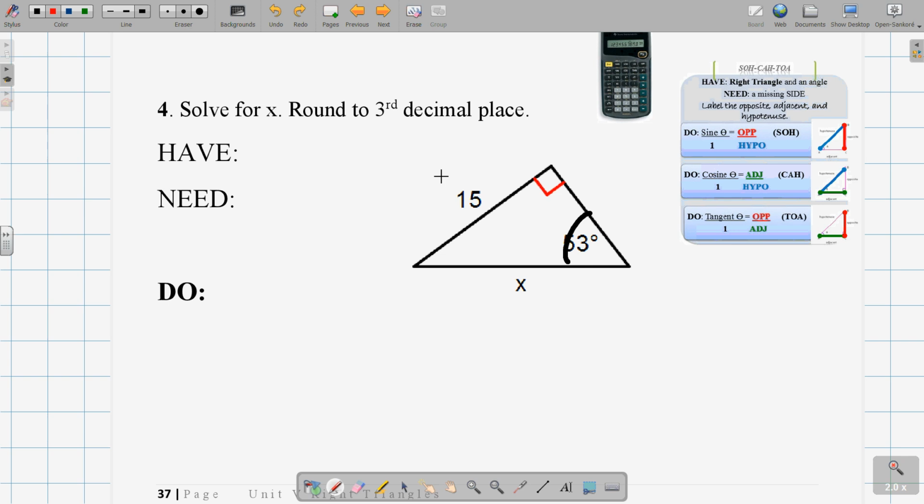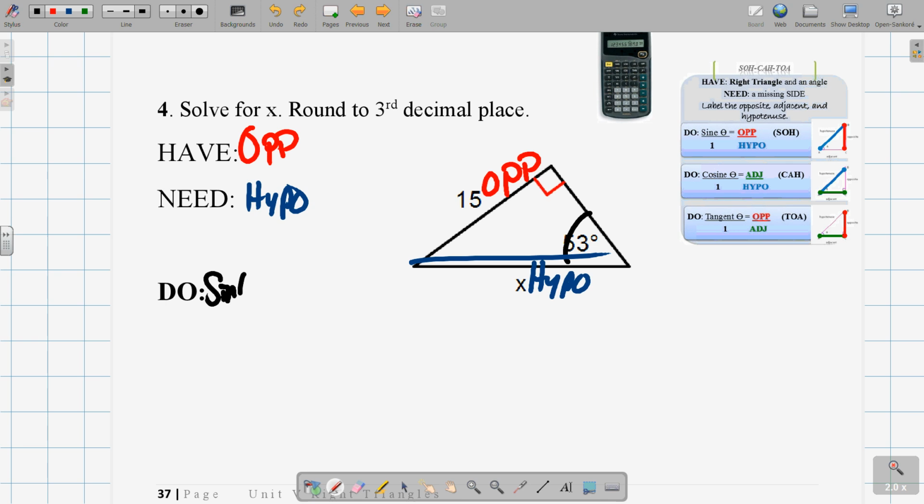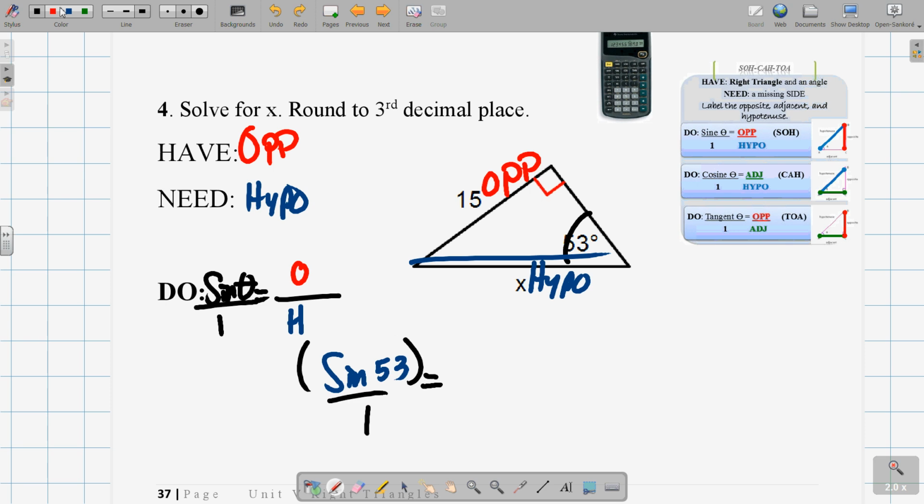Here we have the opposite. We need the hypo. So it is sine of theta over 1 equals opposite over hypo. The sine of 53 degrees over 1 equals opposite, which is 15, over hypo, which is going to be x. To solve for x, it's going to be 15 divided by the sine of 53.